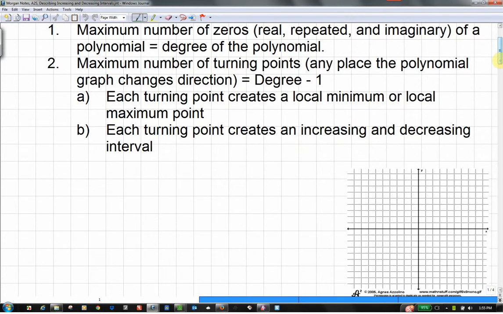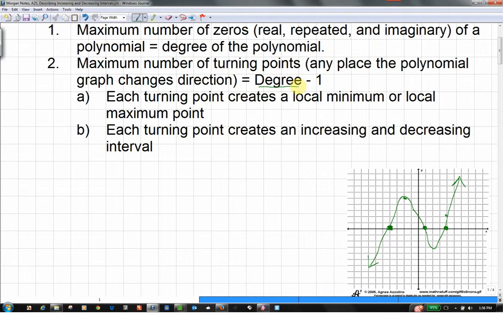So if I have some sort of a curve, and let's say it's a cubic curve, so that it goes up, it turns around, this particular curve is going to have 3 zeros right there. The maximum number of zeros that a curve can have is equal to its degree.